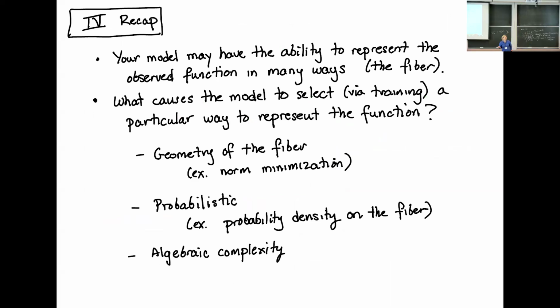All right, so I'm almost out of time, which is perfect. So I'm just going to recap. Your neuroscience model is probably very complicated and probably can represent functions in lots of different ways. This is the fiber. The question is, why does your model select the particular way it does of representing your function? There are lots of different ways you could look at this question. The three that I've looked at in these simple models are geometry, probability, and algebraic complexity.